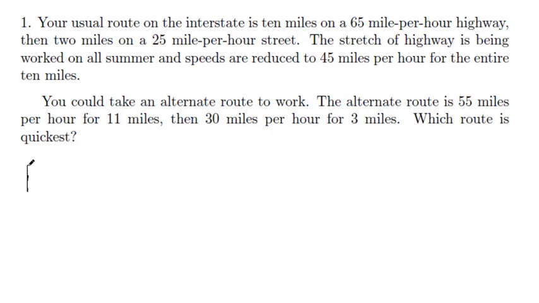If we're traveling at a constant rate of speed, then the distance we travel is the rate we're traveling at, like 30 miles per hour, multiplied by the time we travel at that rate. So this tells us how far we travel. But our question is asking for which route is the quickest, so we want to know something about time.